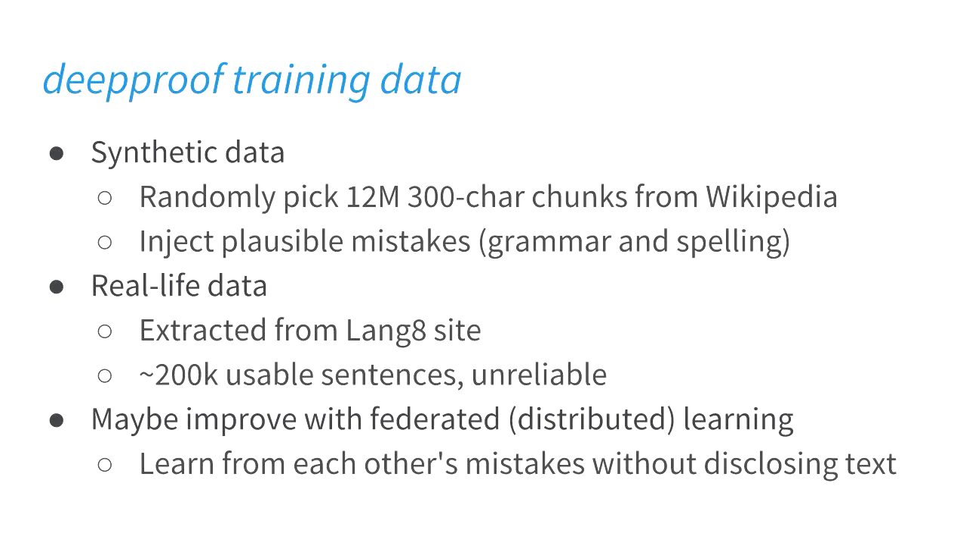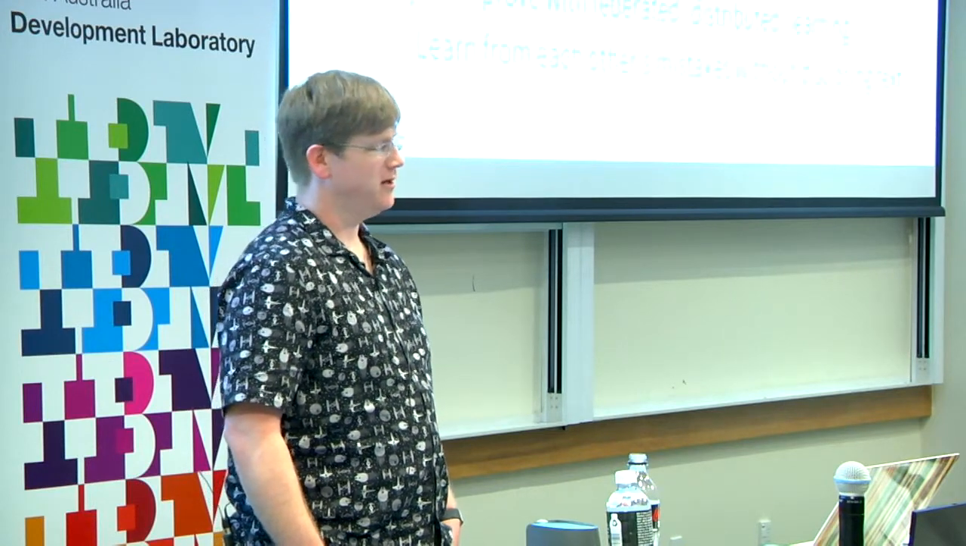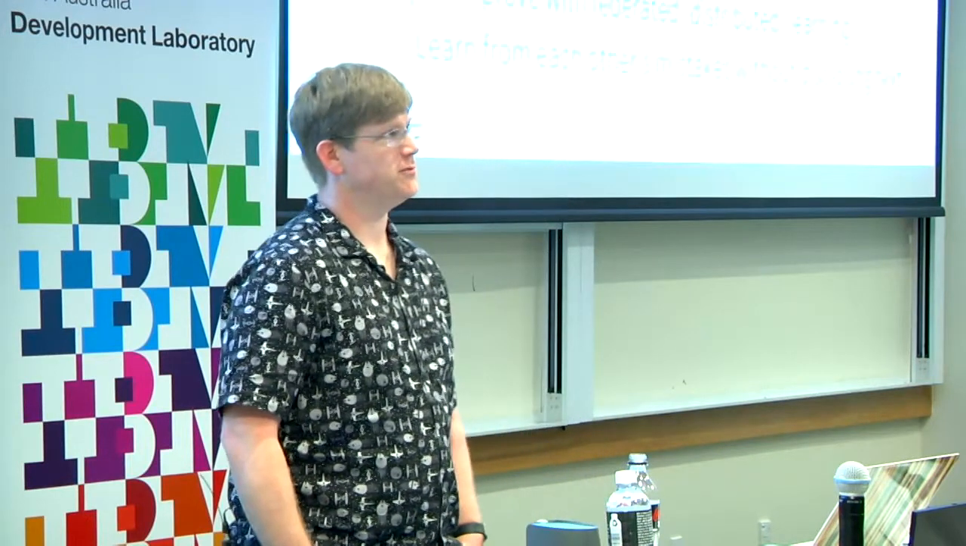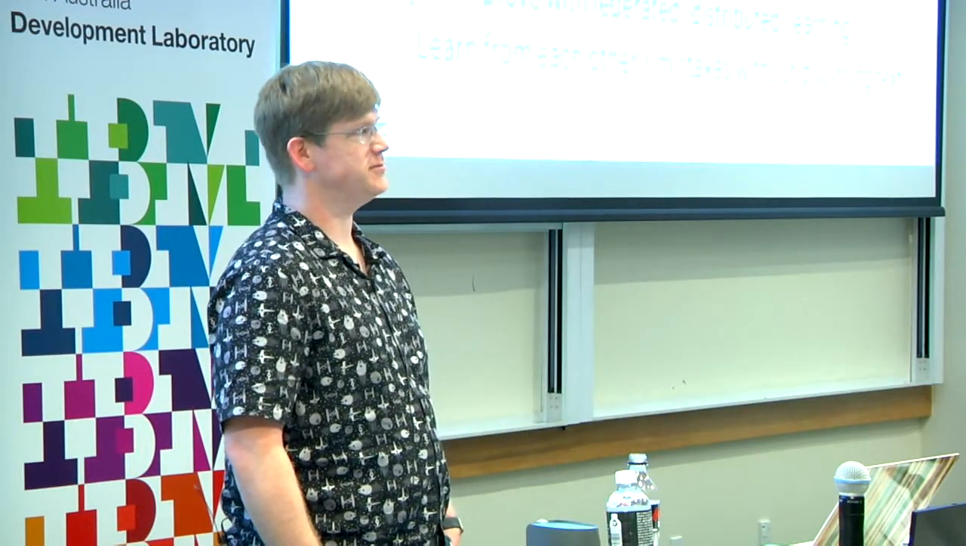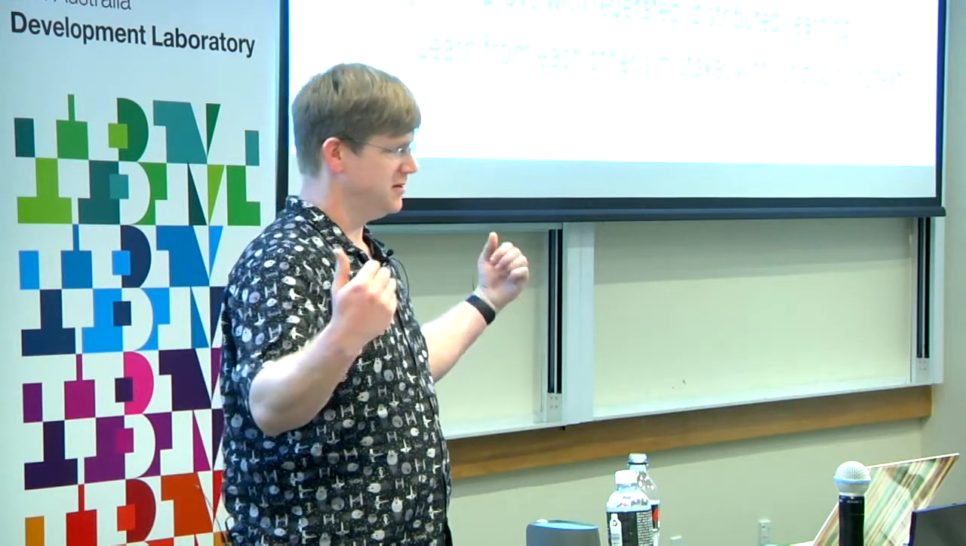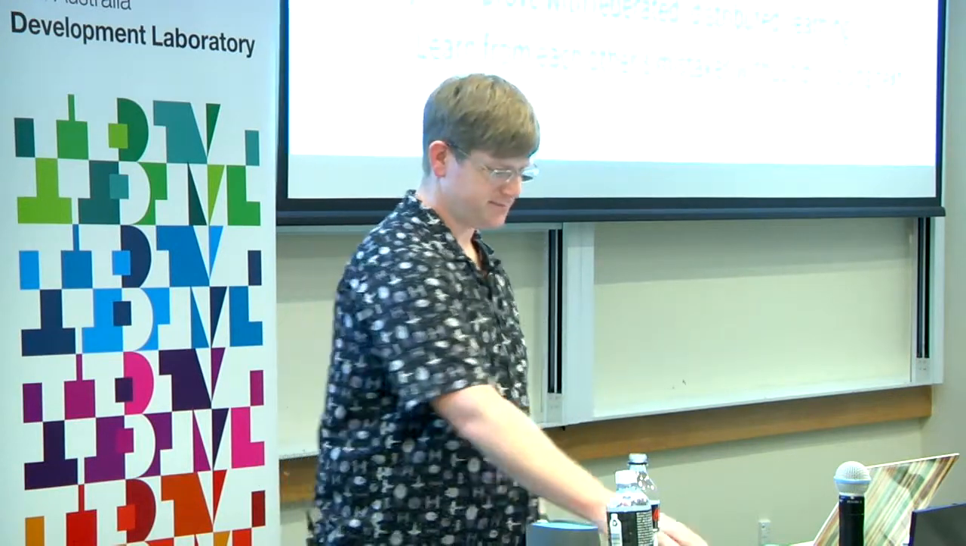And it worked. It needs a lot more work to be sort of production ready. But it did seem to work. And the idea is, if you wanted to get better over time, we could maybe use federated learning, which would mean that we do this training on each of the machines and then somehow aggregate the gradient deltas. And so the model can learn from everyone's mistakes and corrections without actually disclosing anyone's text.